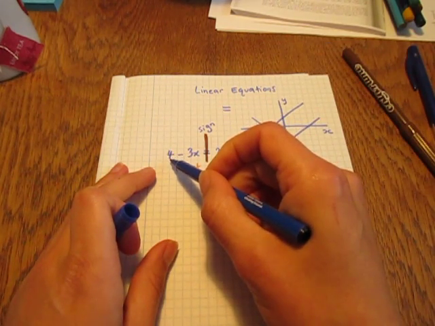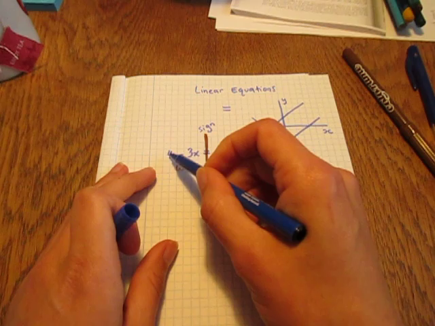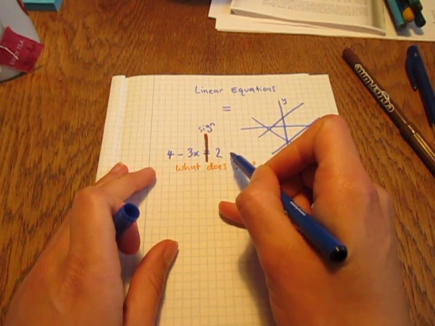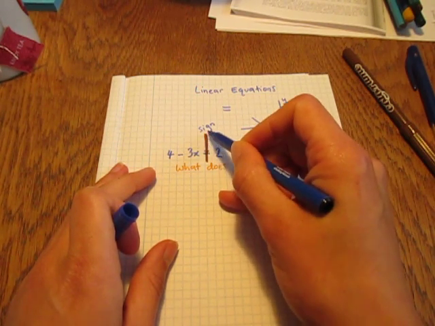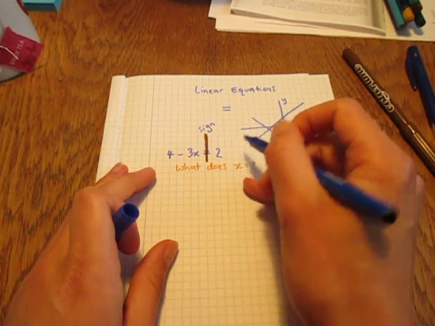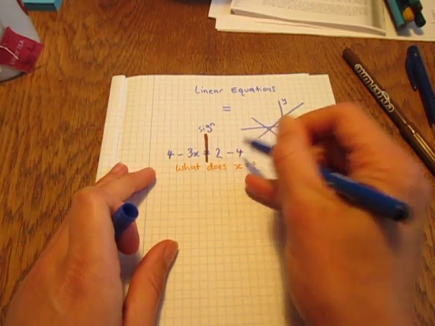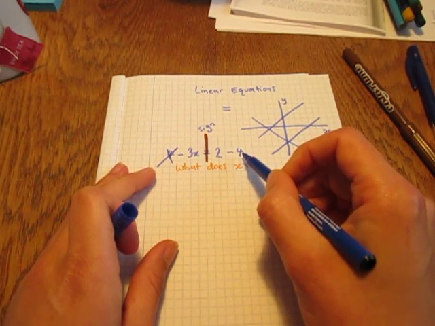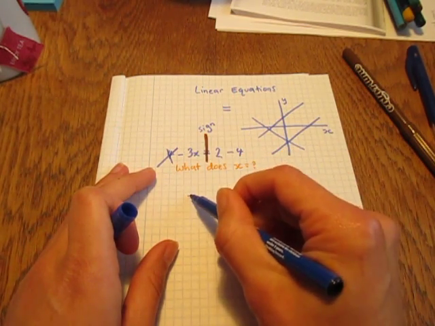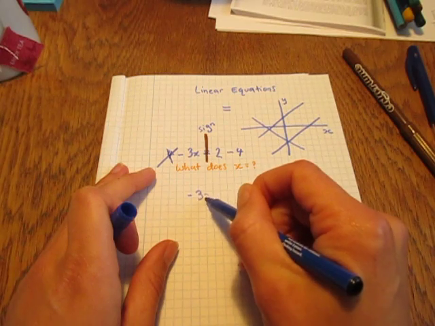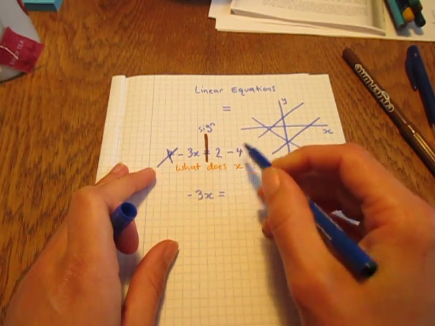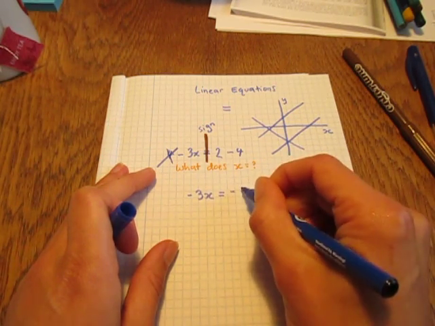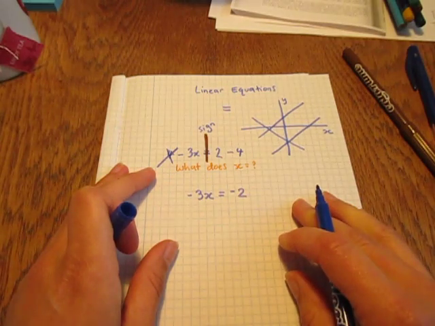So he's a positive 4. But when he crosses the boundary to visit his friend, he pays his positive sign and he becomes a negative 4. So we take him from this side and we put him on this side. So now we have negative 3x equals 2 minus 4, which is negative 2.